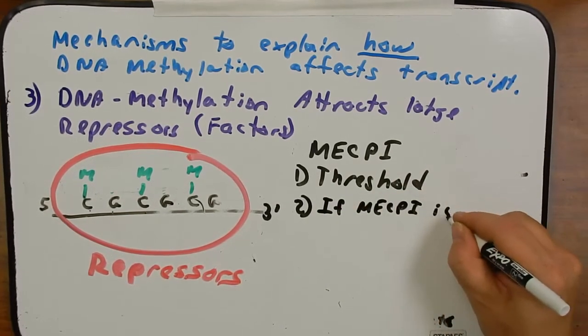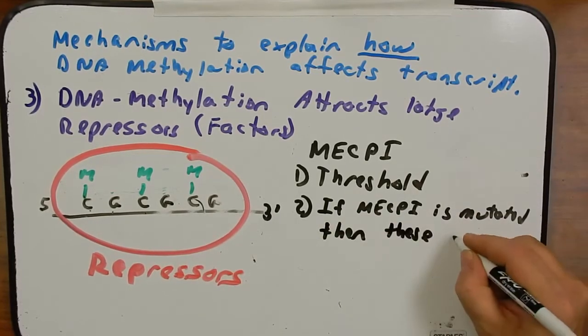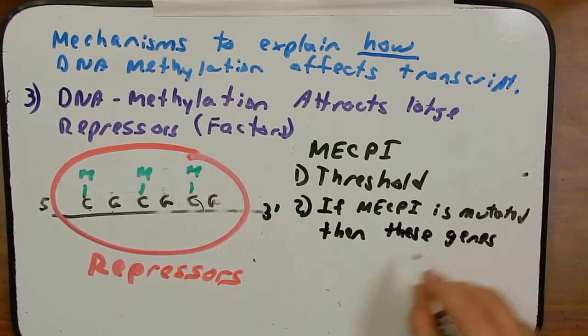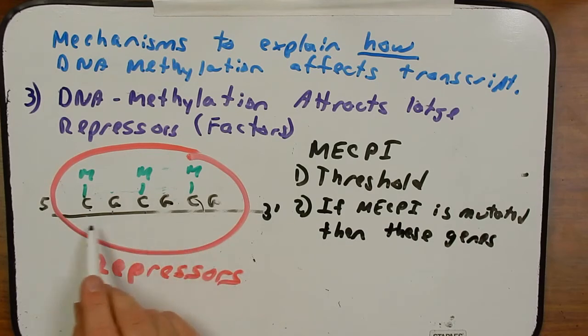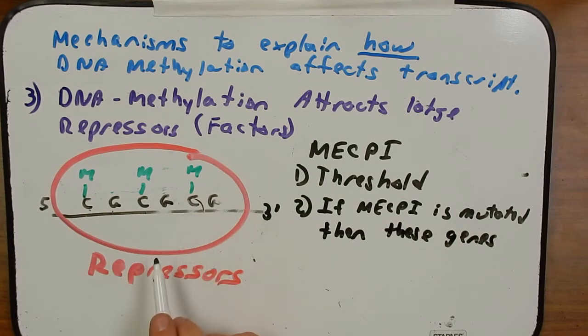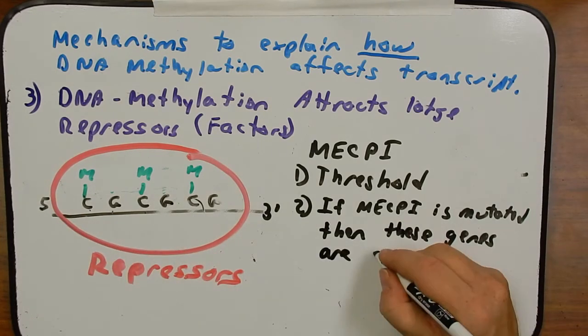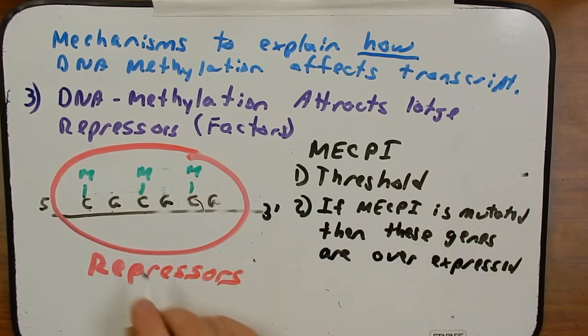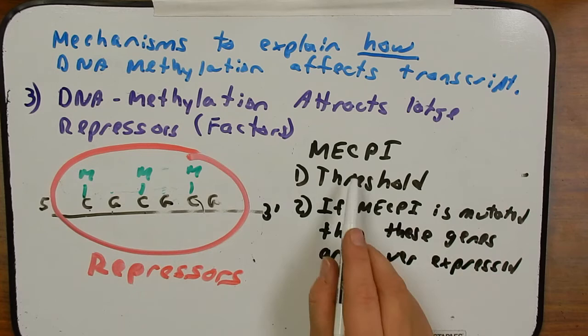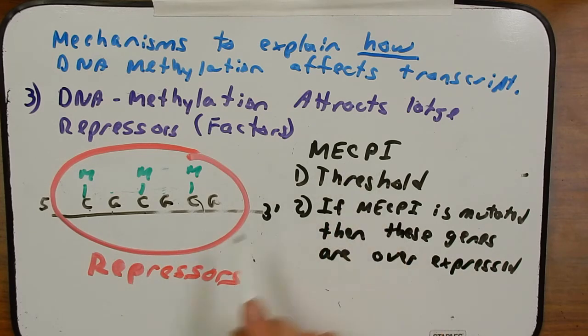if MECP1 is mutated, then these genes, and when I say these genes, what I mean are genes that have a lot of these CG repeats in their promoter regions, are overexpressed, even though they're hypermethylated along here. Without this large repressor, the MECP1, the methyl groups have no effect.